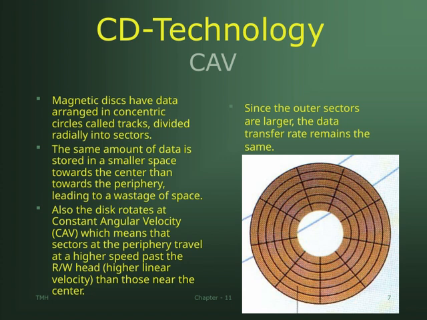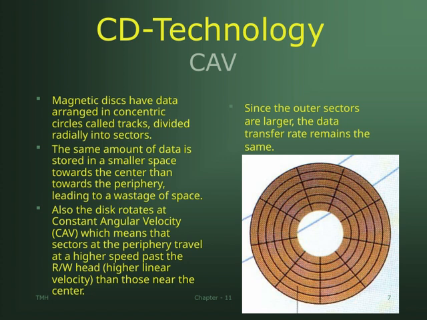Now, when the disk spins, it does so at a constant angular velocity, or CAV. This means that every part of the disk, whether near the center or the edge, rotates at the same angular speed. But here's the interesting part. Because the outer sectors are larger, they actually move past the read-write head faster in terms of linear distance. This results in a higher linear velocity at the outer edge compared to the inner part.